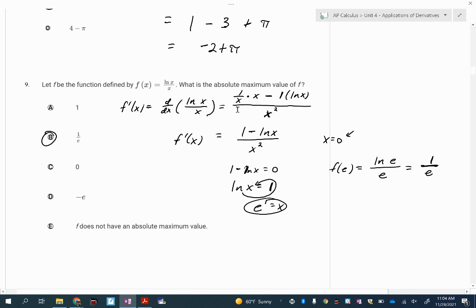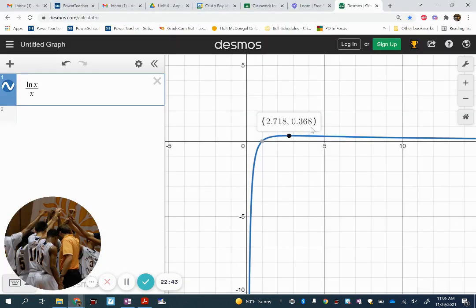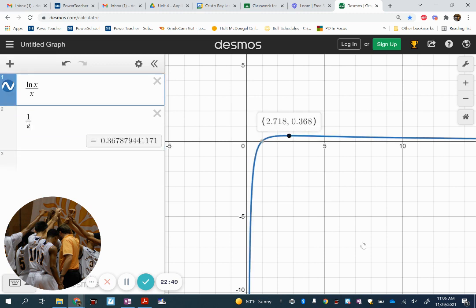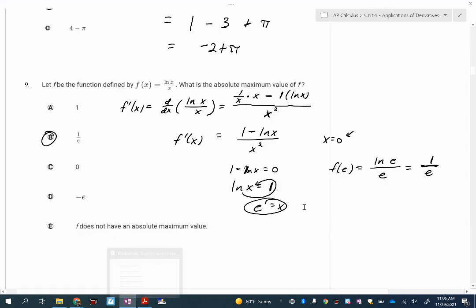It's asking for what's the absolute maximum value of our function, which whenever they ask that, they're asking for the y value. So the y value is 0.368, which is 1 over E, 0.368. So those match for the y value. Okay, so that's how I did number 9. Let's go to number 10.